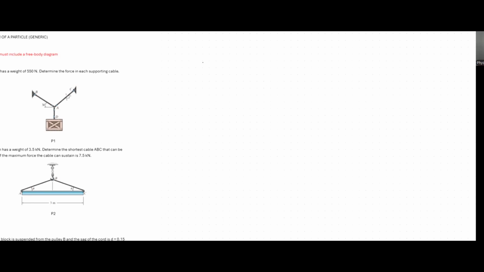So this is our first problem. The crate has a weight of 550 Newton. Determine the force of each supporting cable. So we are going to determine the forces here, here, and the forces here.